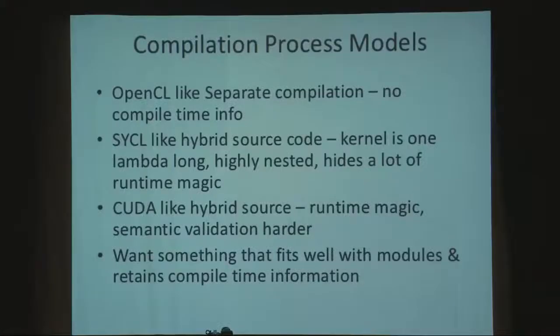So now that we can target OpenCL and CUDA, we need to decide on a compilation process. We could do it like OpenCL, where they have completely separate compilation, but that loses all of the compile time information, which is something that we want to keep. SYCL, which is the single source OpenCL, is kind of a hybrid where your kernels are lambdas. That hides a lot of runtime magic, which we want to do in the library because we can, and that's a lot simpler to do in the library.